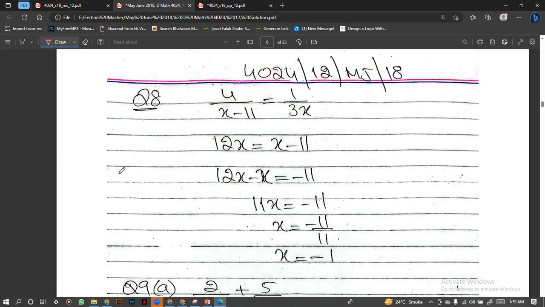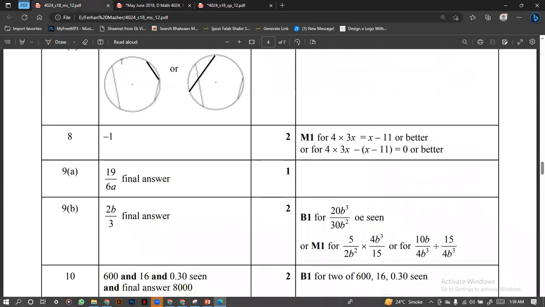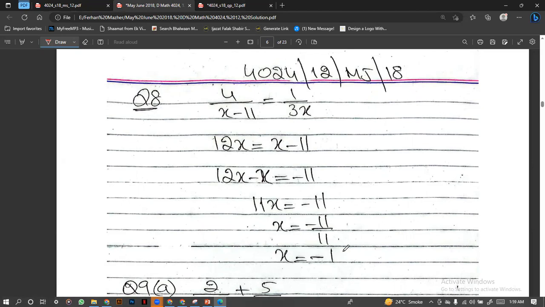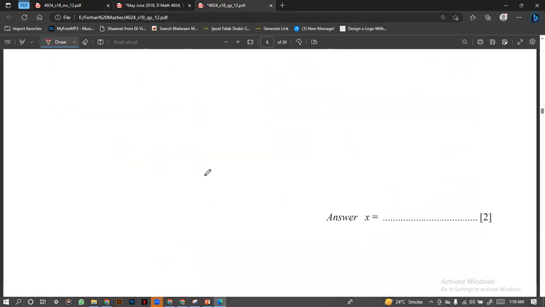So bring the terms which have x on the same side. So 12x minus x equals minus 11. So it is 11x equals minus 11. So x will be equal to minus 11 by 11, and x will be equal to minus 1. So the value of x is minus 1. Here is my answer. Okay.